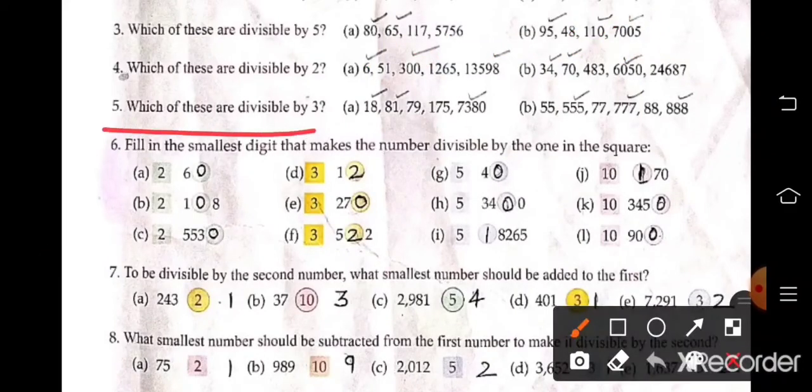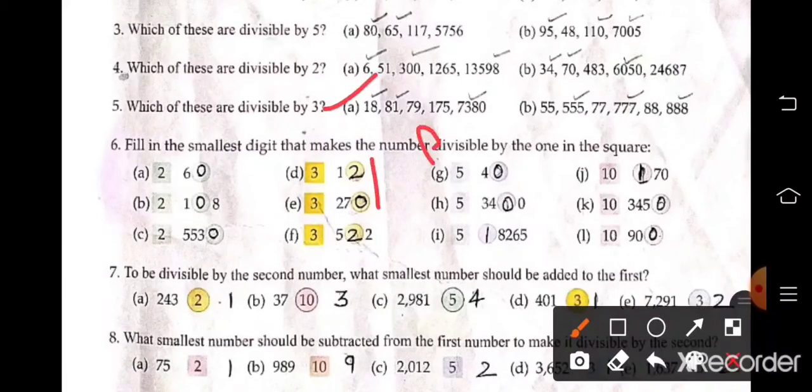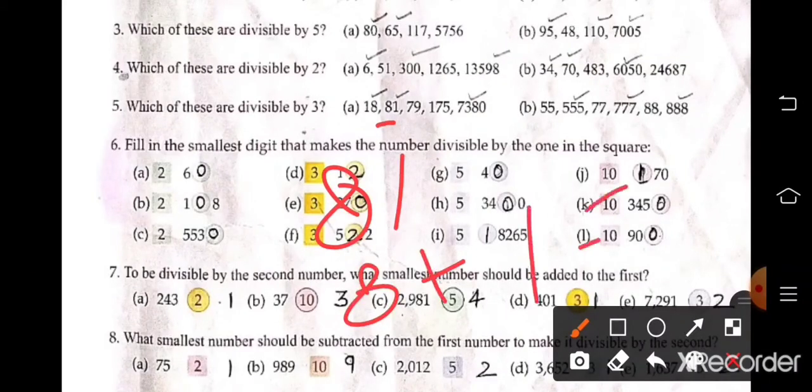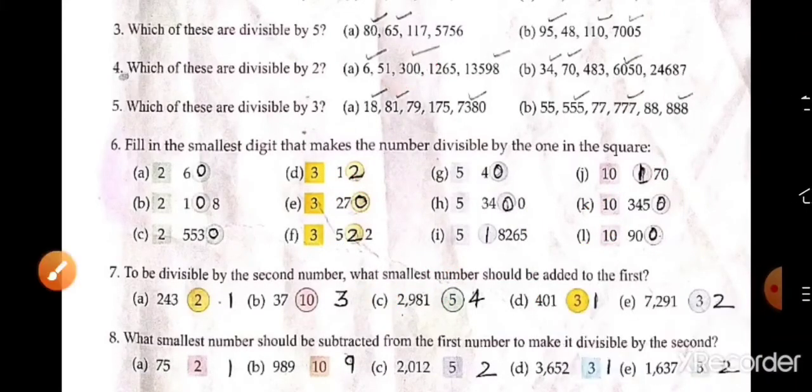Now which of these are divisible by 3? So check 18, 3 6s are 18. Now 81. You can add the numbers 8 plus 1, 9. This is divisible by 3. So 81 is also divisible by 3.